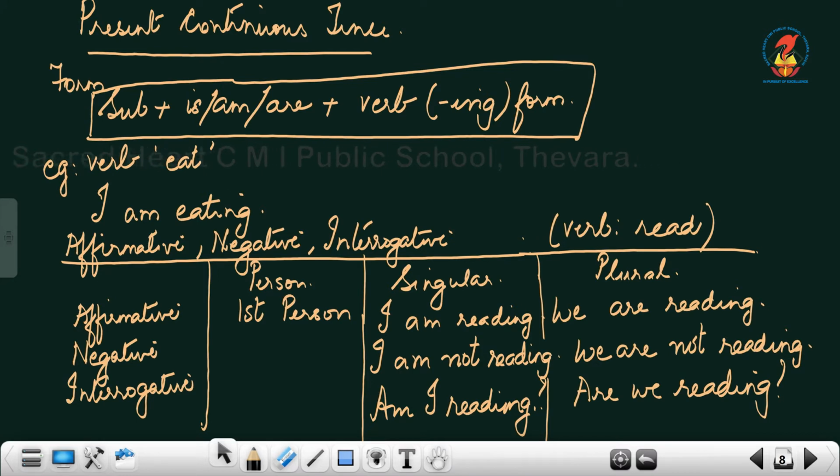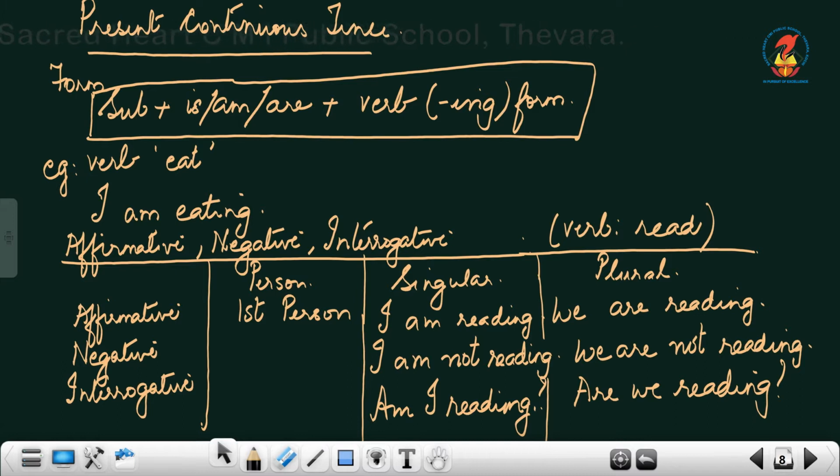Now, all these also you have to express in the affirmative, negative, and in the interrogative form. Now, for example, if your given verb is read, how are you going to express it in the first person singular, then second person singular, and in your third person singular and plural? Now, this is the same table as how I have shown you how to express it in the simple present tense.